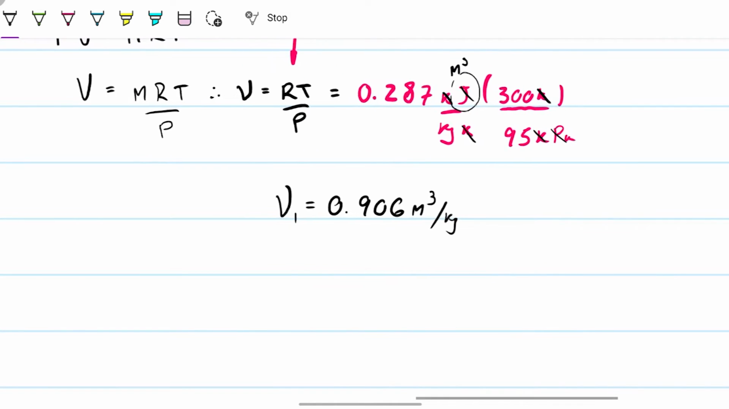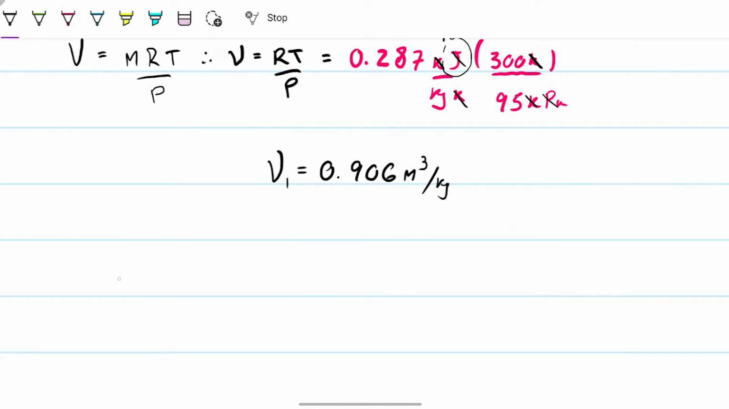And then for the second one, I'm going to have to do the same thing, right? So v2 will be RT2 over P2. In this case, same R value, obviously it's a constant. But then my temperature is different. My temperature on state 2 is 673. Actually, I can do the ratio between the volumes, which is 8, right? So we don't need to do the whole thing if we don't want to.